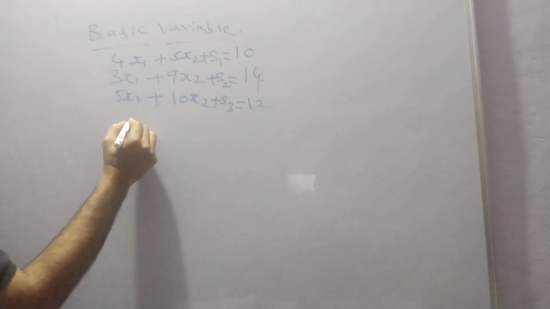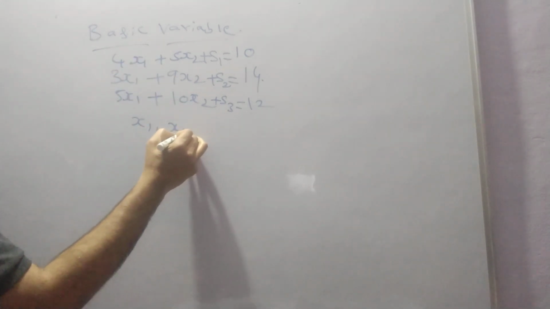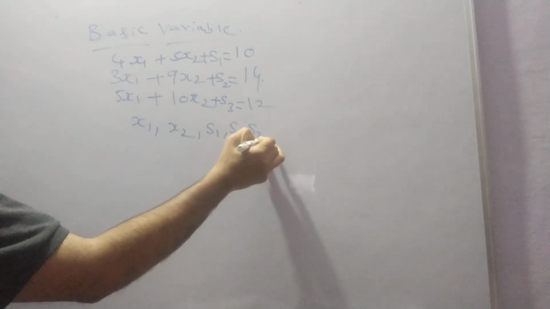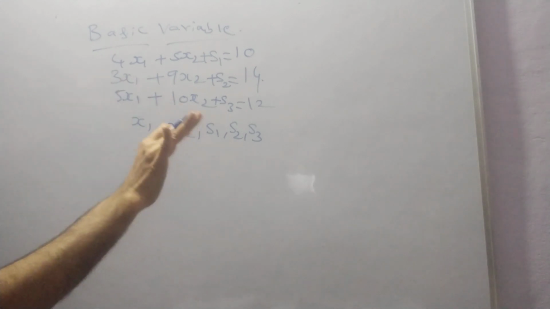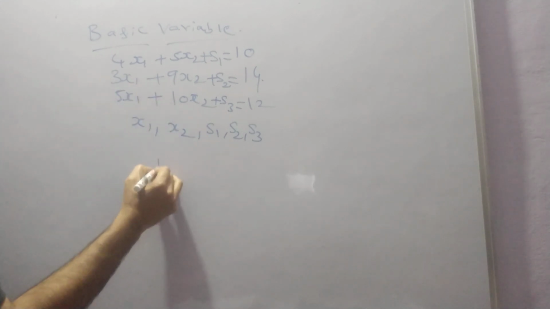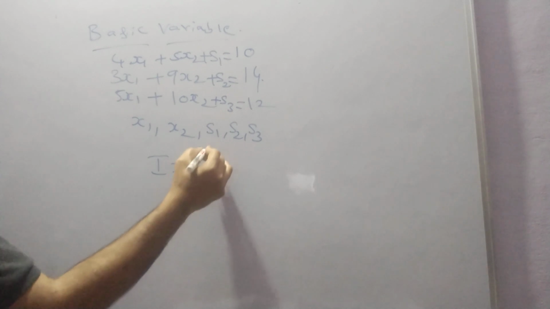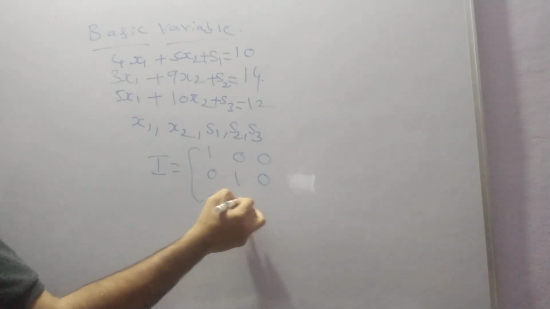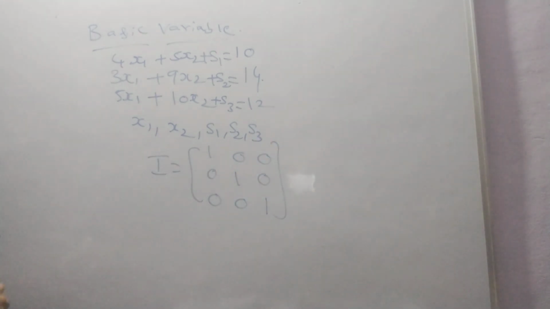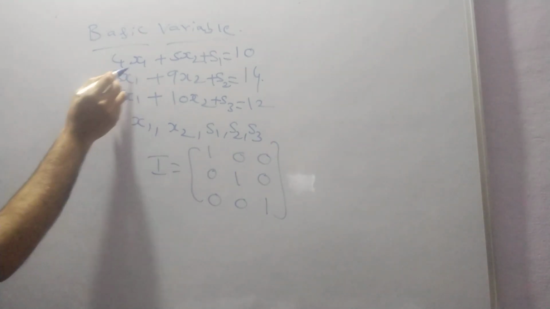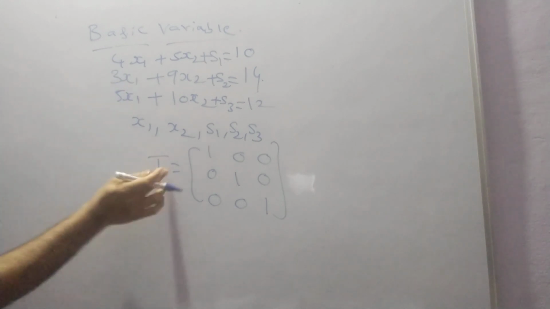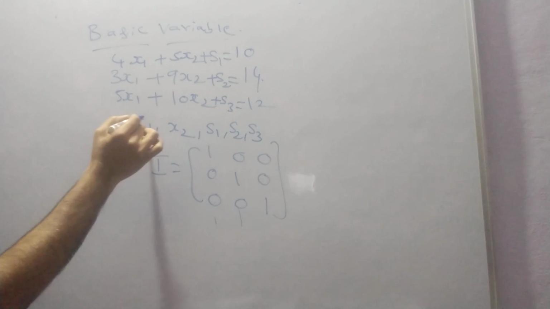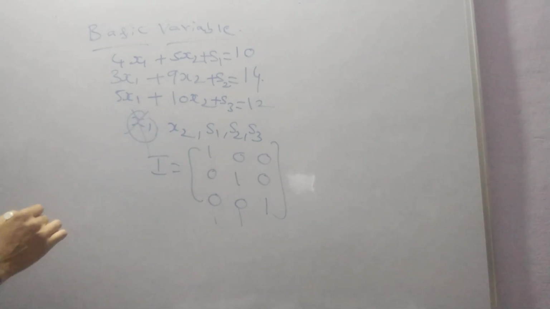Now how many variables are there? x1, x2, s1, s2, s3. How many equations are there? 3, right? 3 means take the 3 by 3 I matrix: 1 0 0, 0 1 0, 0 0 1. Now see the x1 coefficients: 4, 3, 5. 4, 3, 5 does not satisfy the first column or second column or third column. So x1 is not a basic variable.